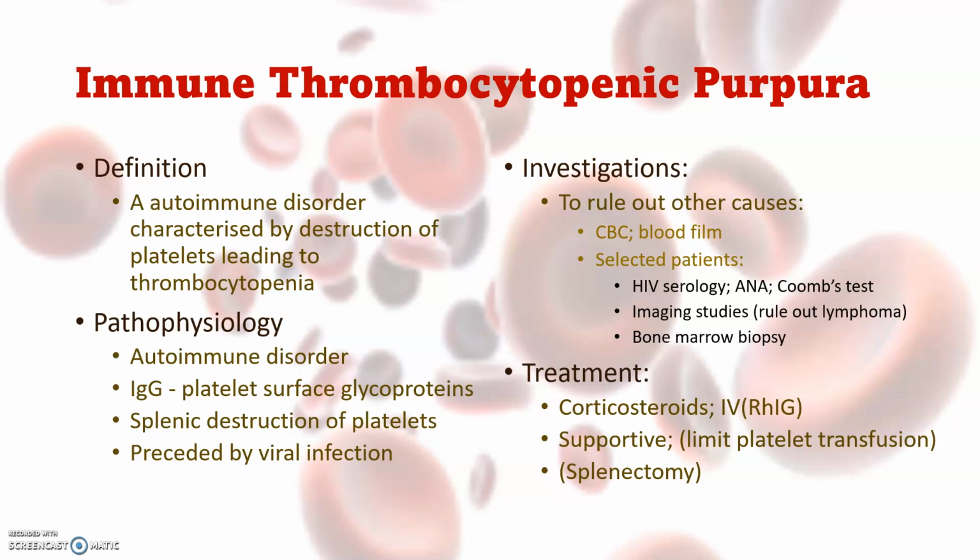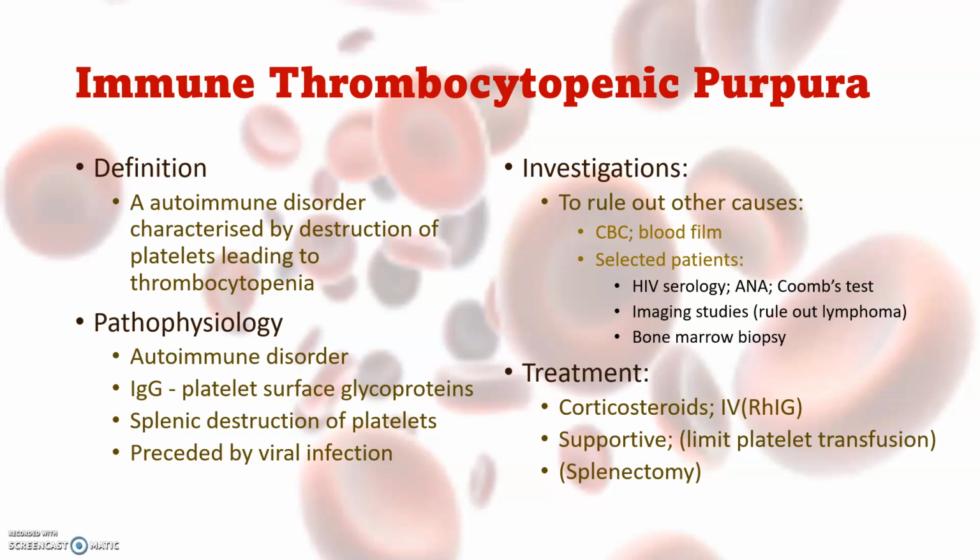Again, the investigations are mainly to rule out other causes, so we might do a blood count and blood film, and in selected patients we may consider HIV serology, antinuclear antigen, a Coombs test, particularly if the patient is anemic and we think it might be hemolytic, imaging studies, and bone marrow biopsy in rare cases. Treatment consists of corticosteroids, anti-Ro immunoglobulin can be given IV, and of course we have to provide supportive care.